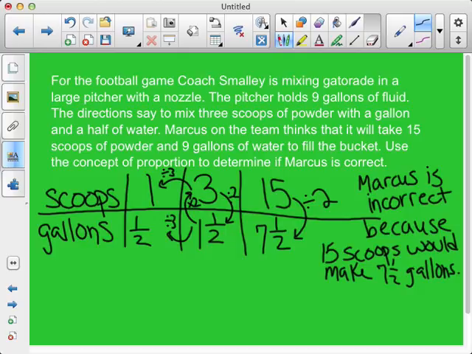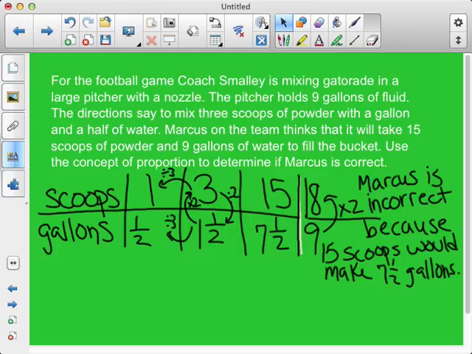Now, what if we wanted to figure out how to fill the pitcher? Well, let's add another column on. So I want 9 gallons. So I want to fill the bucket up, 9 gallons. So I know that if I want to go from the bottom to the top, I can do the opposite. I just divide it by 2 so I can multiply by 2. So I would need 18 scoops of powder mixed with 9 gallons of water.